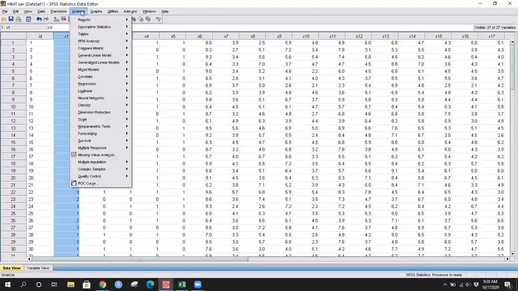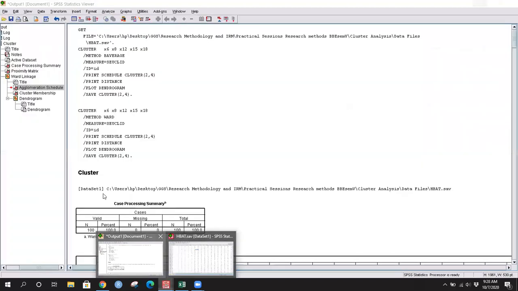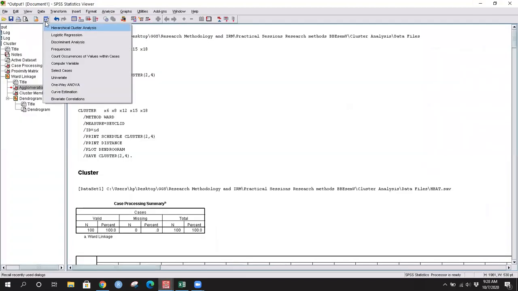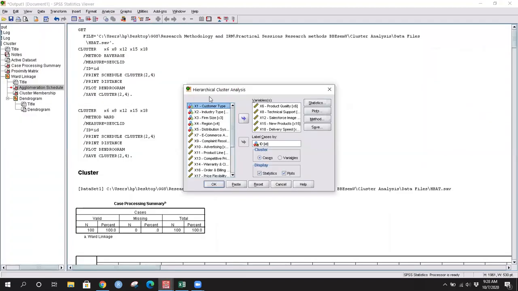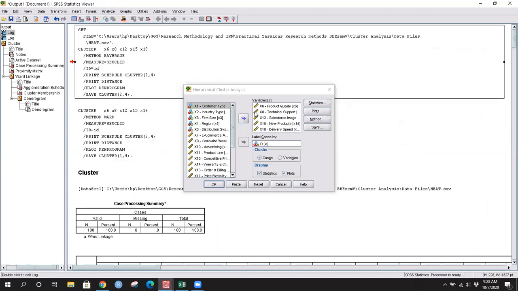So we're going to go to Analyze. I've already employed this, so I'm just going to recall my commands. You go to Analyze, and in that you have Classify. In Classify you go to Hierarchical Cluster Analysis, then you will have this popped up. And then in the Label Cases By box, you have to put your ID variable. Okay, so I've already put it here.